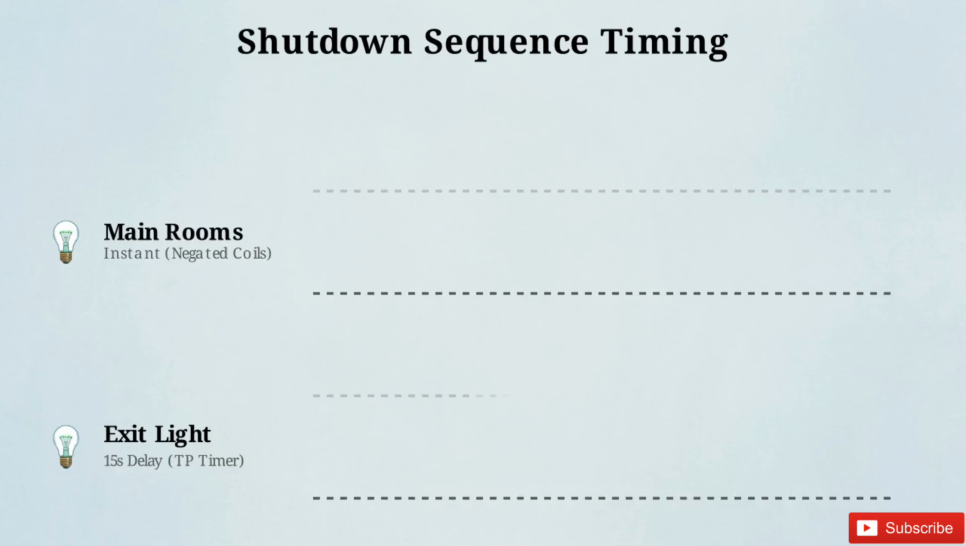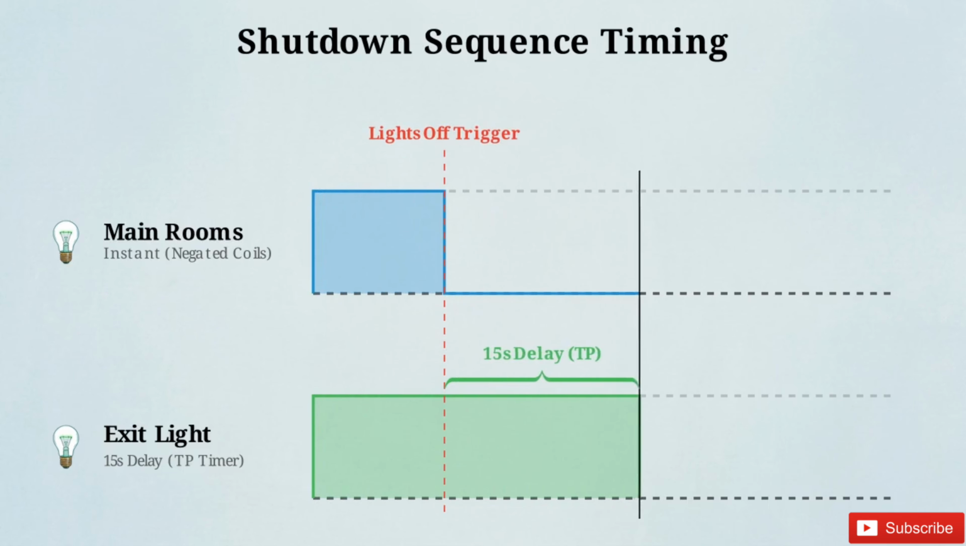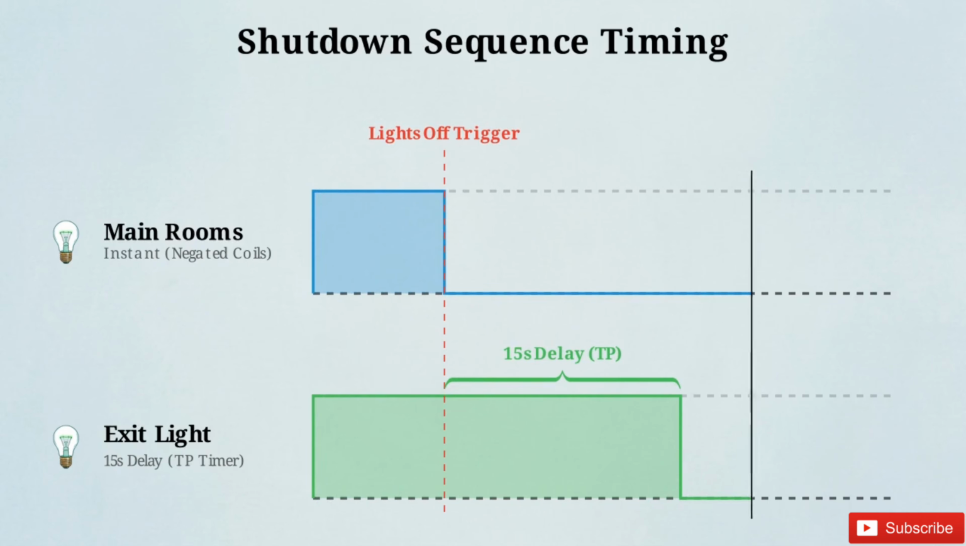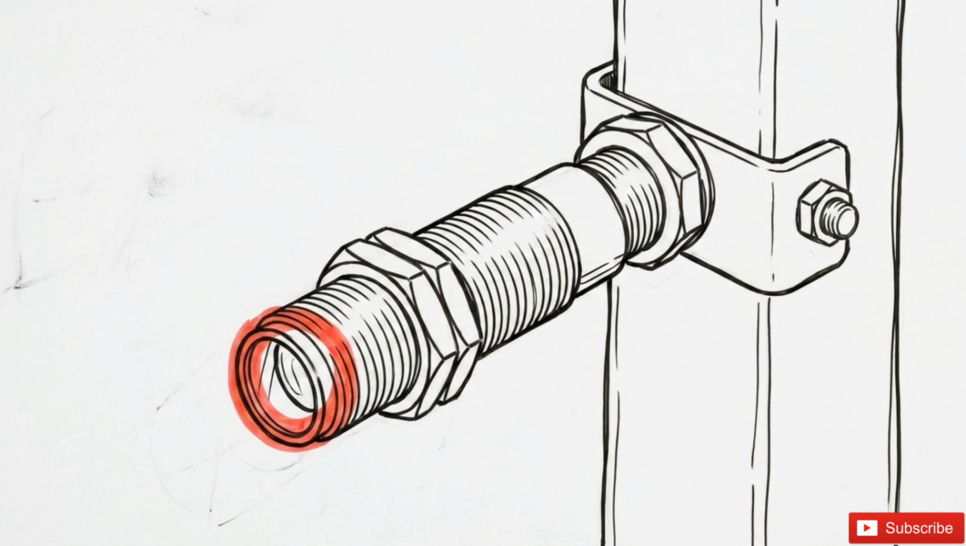While the negated coils provide an instant cutoff for the main rooms, the TP timer creates a precise delay for the exit. This allows the PLC to manage 2 different shutdown behaviors within the same network. Network 3 handles the parking lot lights, which must respond to specific site conditions. Unlike the previous networks, this logic waits for a combination of system states and a signal from a physical sensor. First, we add a normally open contact linked to our M0.0 memory bit to verify the system is active.